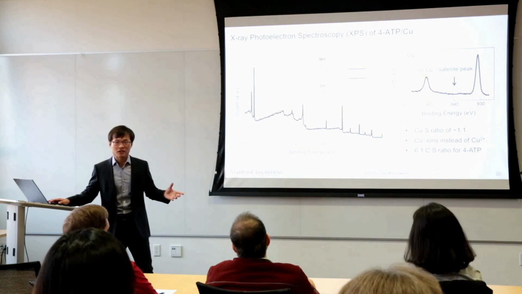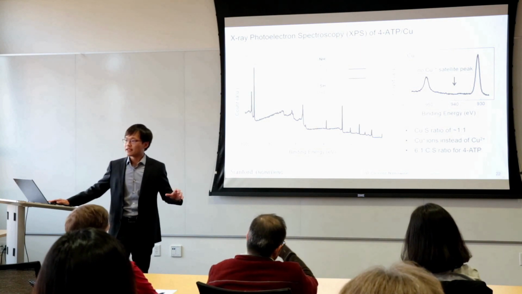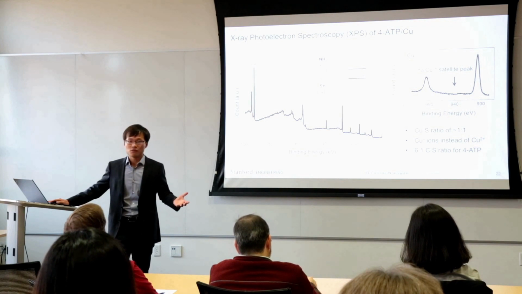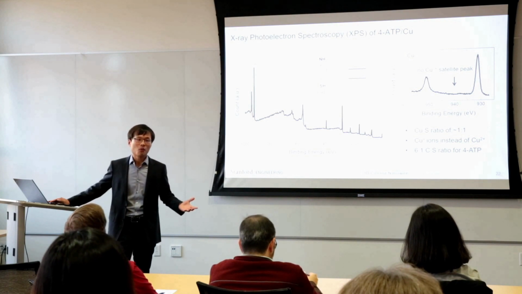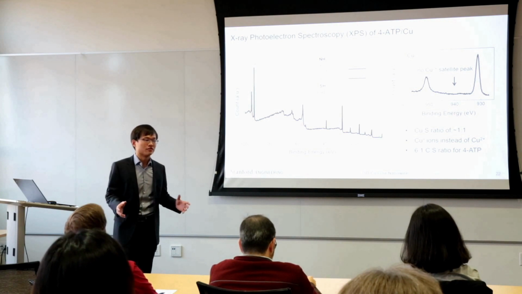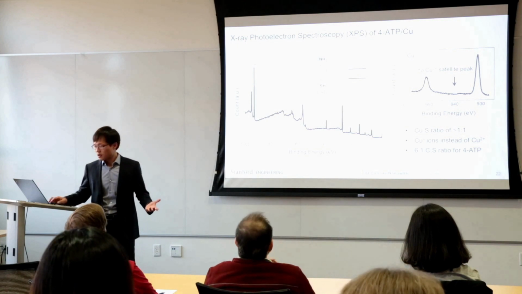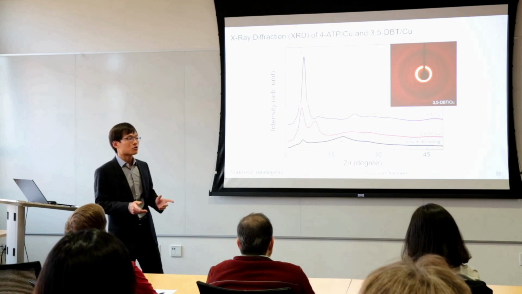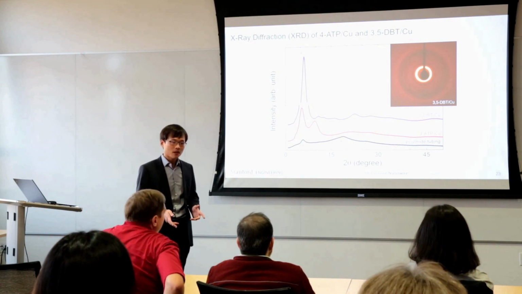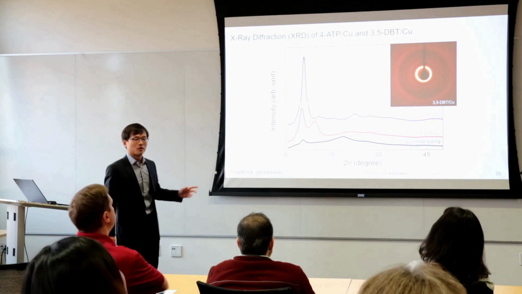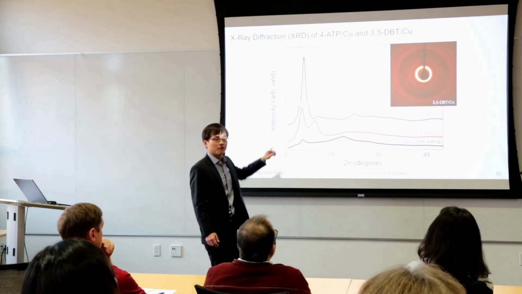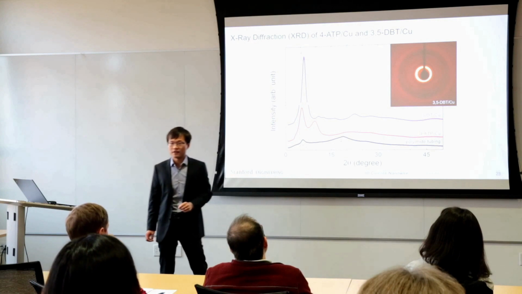Now we know the morphology of our material and we know their chemical compositions. We also wondered about the structure of these materials, whether they are highly crystalline or completely amorphous. To test for that, we conducted X-ray diffraction. Here are the X-ray spectra of our materials: 3,5-DBT copper shown in blue and 4-ATP copper shown in red.